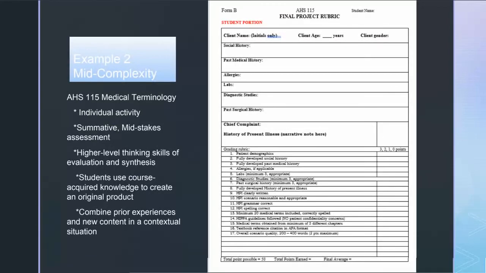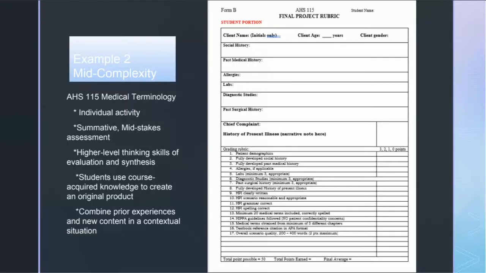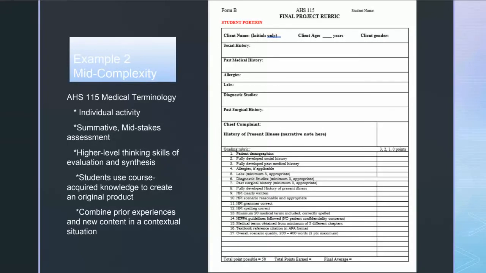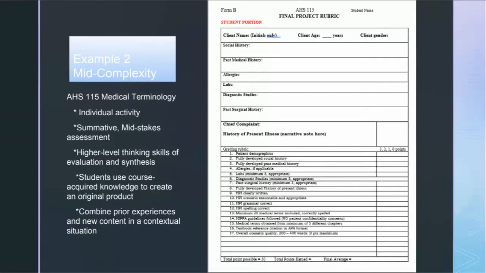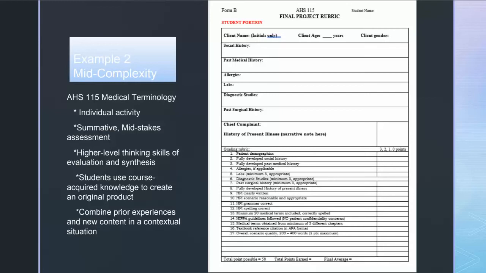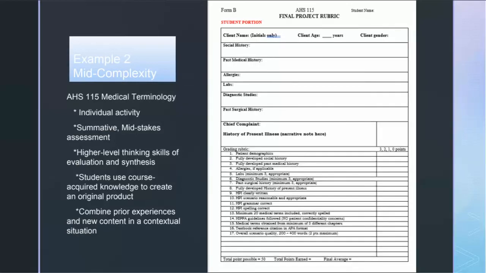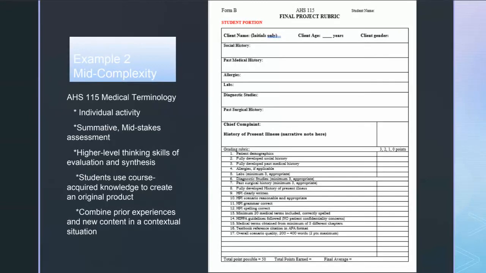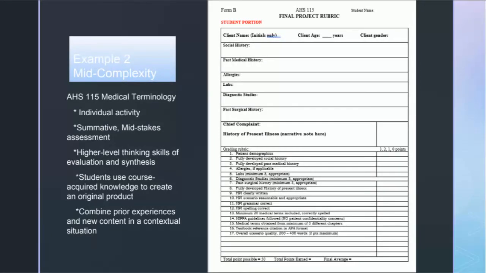So this is one of the examples of a case study that I use on my fully online course, which is AHS 115 Medical Terminology. This is an individual activity. This is a summative activity. Instead of a comprehensive final exam that's more traditional multiple choice in Blackboard, we do a final project. So it's mid-stakes in that it's worth 50 points. So it's about half of what an exam would be. So there is some weight on it, but if the student really doesn't get it, it's not going to drop their grade too much.